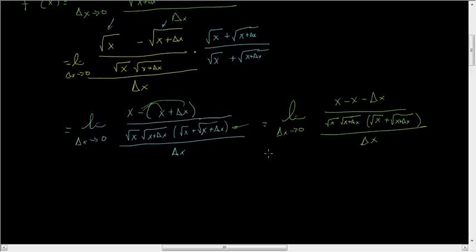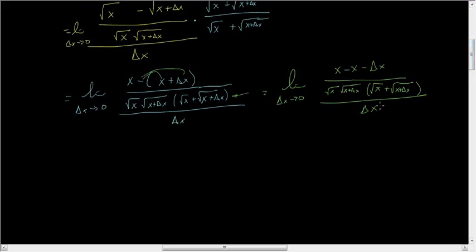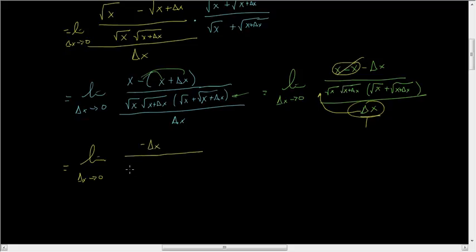On this, I invert and multiply, which means this is going to come up to the bottom. It's funny saying up to the bottom. But the limit as delta x tends to 0 of, and now x minus x goes away, so I have negative delta x all over delta x times root x plus delta x times root x plus delta x.